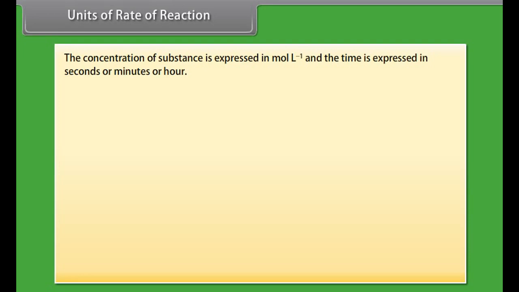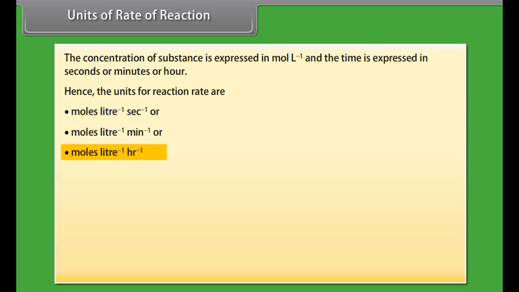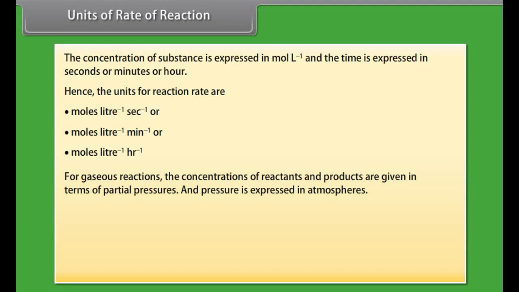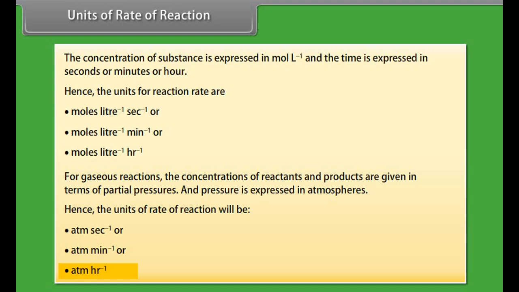the rate of increase in concentration of any one of the products. Units of rate of reaction. The concentration of substance is expressed in moles per liter and the time is expressed in seconds, minutes, or hours. Hence, the units for reaction rate are moles per liter per second, moles per liter per minute, or moles per liter per hour. For gaseous reactions, the concentrations of reactants and products are given in terms of partial pressures, and pressure is expressed in atmospheres. Hence, the units of rate of reaction will be atm per second, atm per minute, or atm per hour.